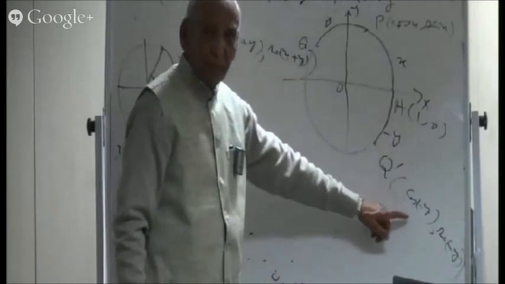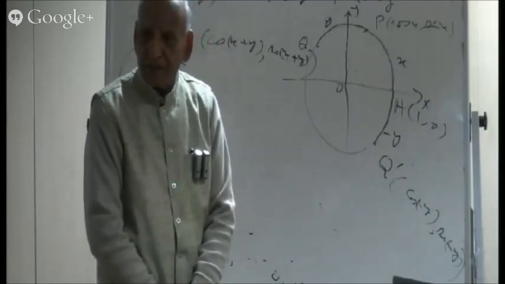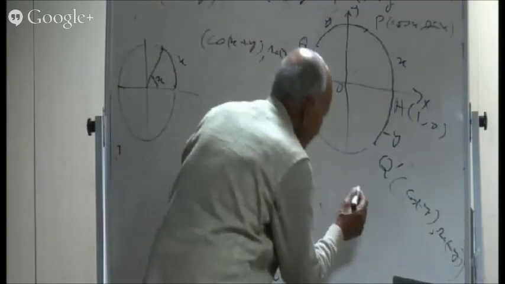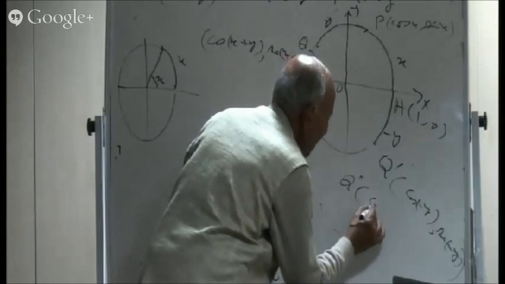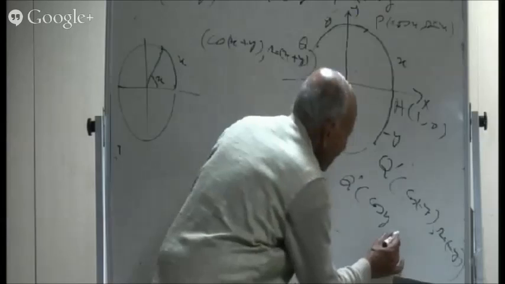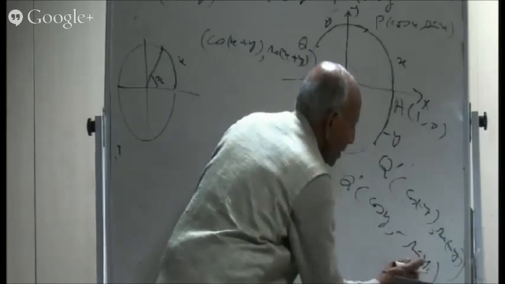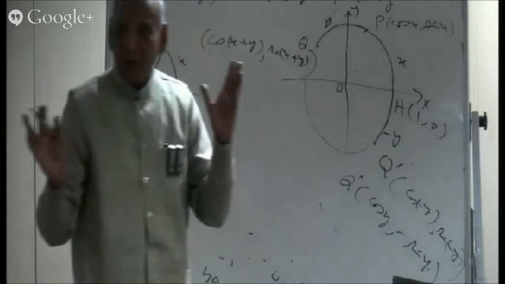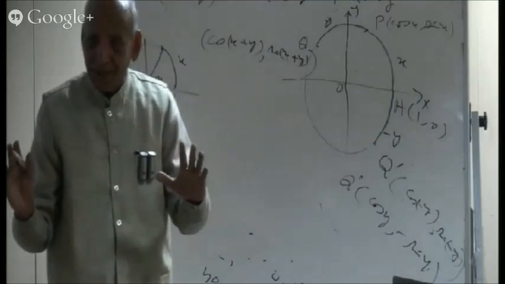Can I save one step? What is cos of minus y? Cos y. I am saving one step. So I am writing Q dash as cos of y, and what is sine of minus y? Minus sine of y, right? I have saved one step. There is no problem. Quite clear?